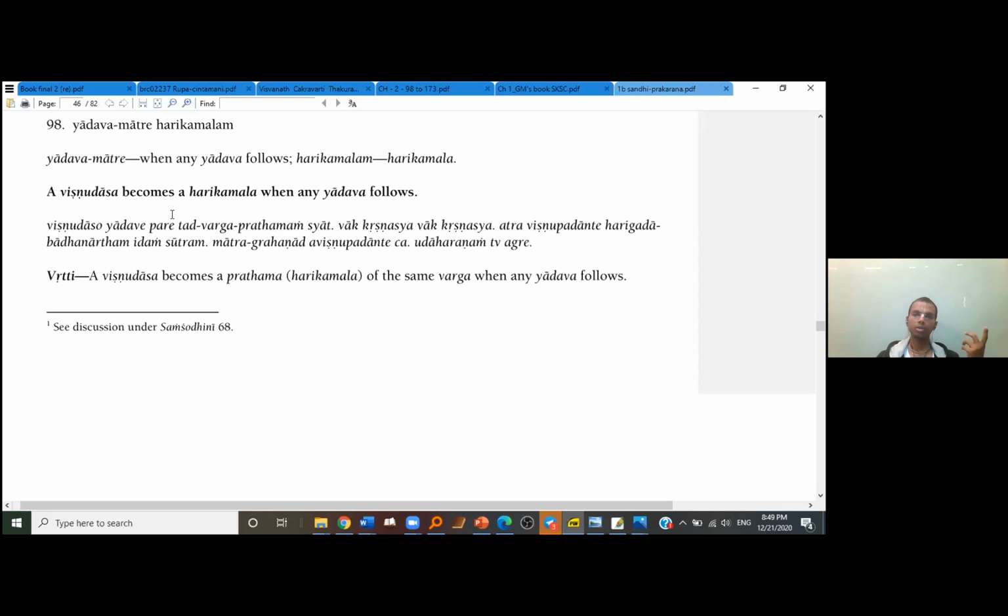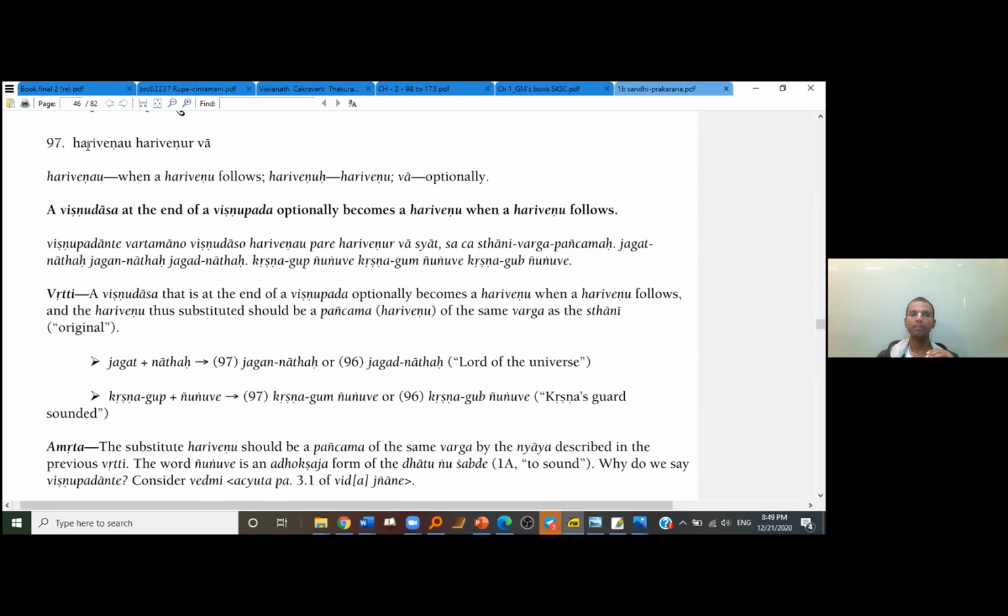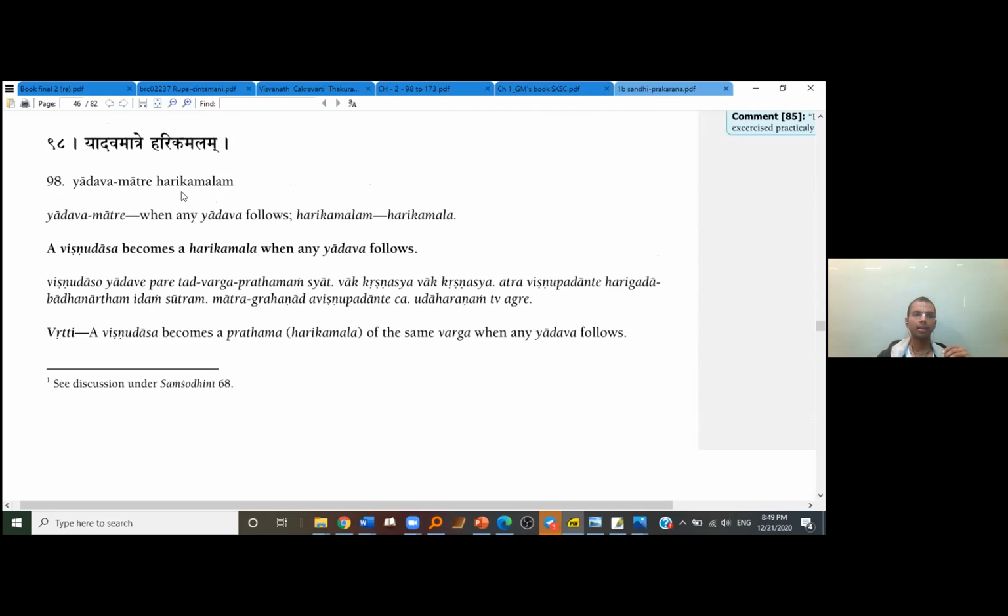So that first sutra, viṣṇu-dāso, viṣṇu-padānte, hari-ghoṣe, hari-gadā, is a foundational sutra, so to say, and all the others are either extensions of that sutra or exceptions to it. The second sutra, hari-veṇau, hari-veṇur, can be taken as an extension of that sutra, and this third sutra can be taken as the exception to the first one, which is viṣṇu-dāso, viṣṇu-padānte, hari-ghoṣe, hari-gadā.